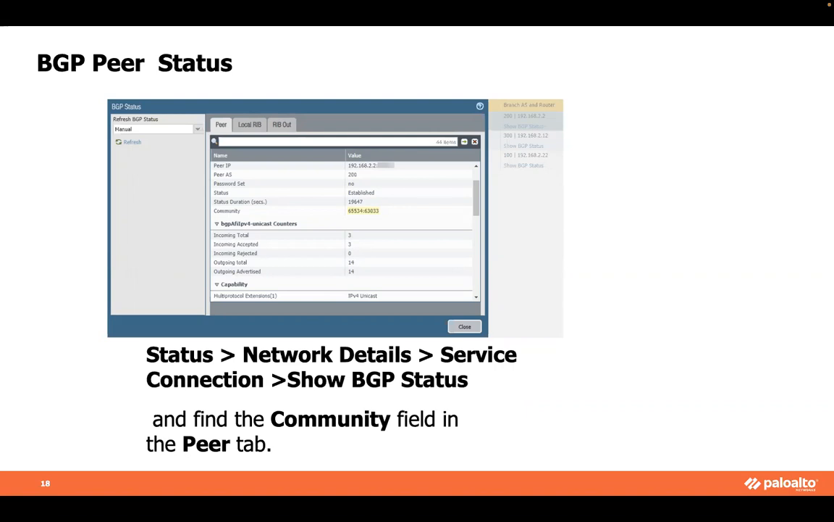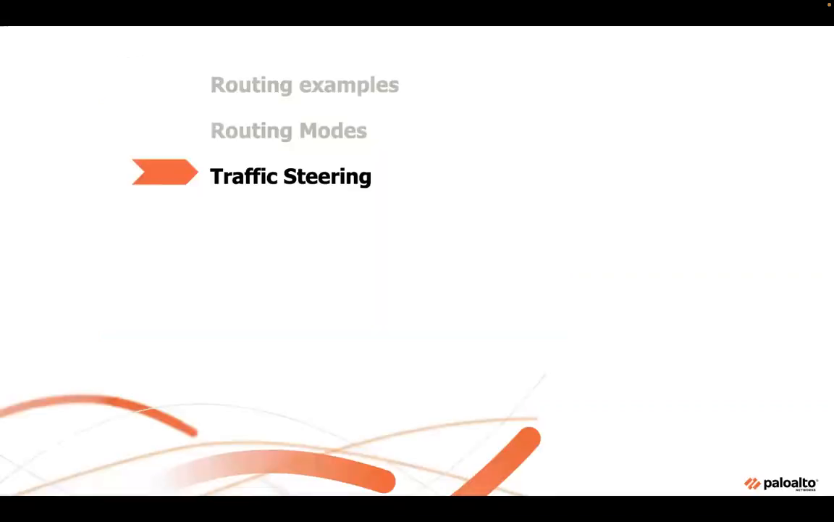This is under the status tab. Network details and the service connections. And if you look at those service connections, because the service connections, remember, are where the routes are, you'll be able to see the BGP status. And you see the community fields and those sort of things. So this will give you real-time updates.